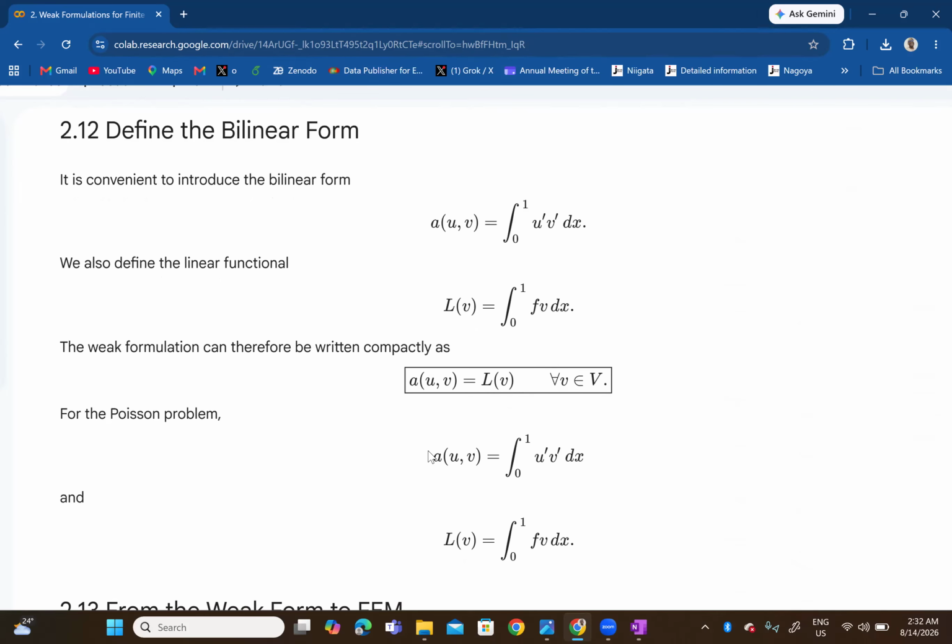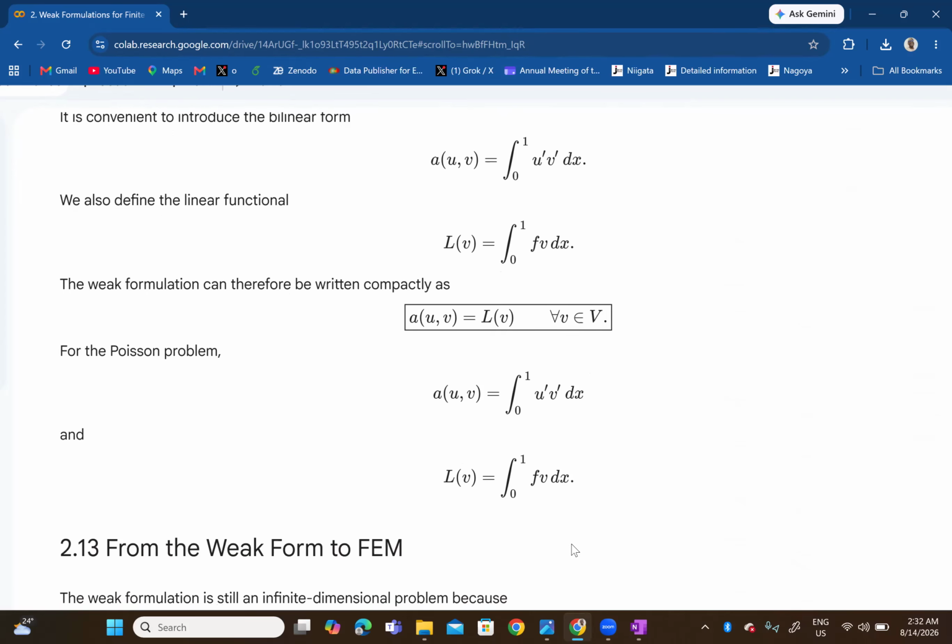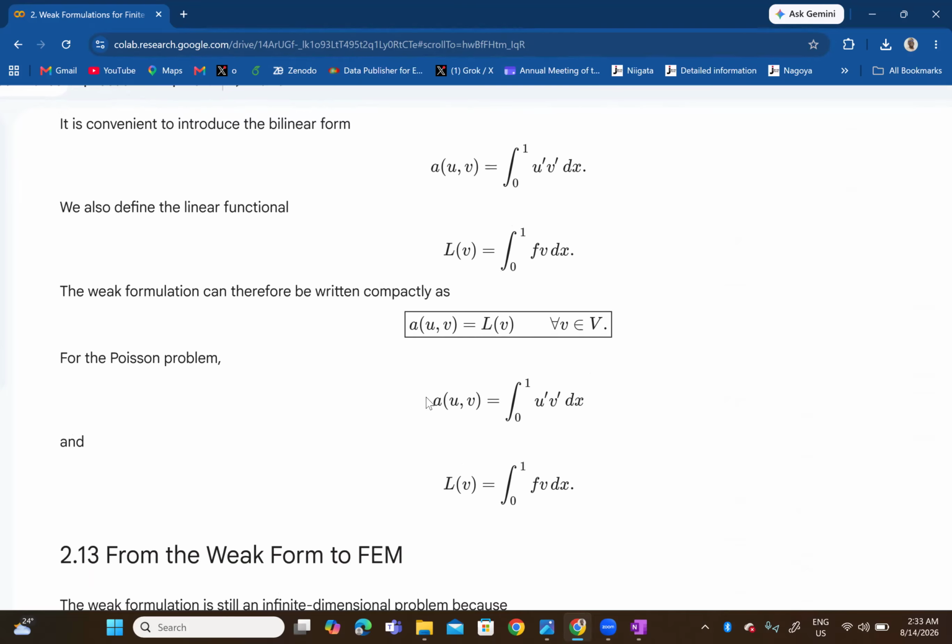So for this Poisson problem, A(u, v) equals the integral from 0 to 1 of u prime v prime dx, and L(v) equals the integral from 0 to 1 of f v dx. That's what happens for the Poisson problem.